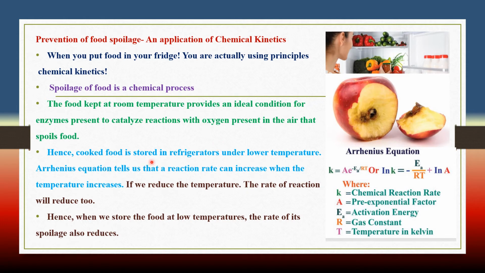When cooked food is stored in refrigerators at lower temperature, the Arrhenius equation tells us that the reaction rate increases when the temperature increases. If we reduce the temperature, the rate of reaction will also reduce. So when we store the food at low temperature, the rate of its spoiling also reduces. And this is the Arrhenius equation.